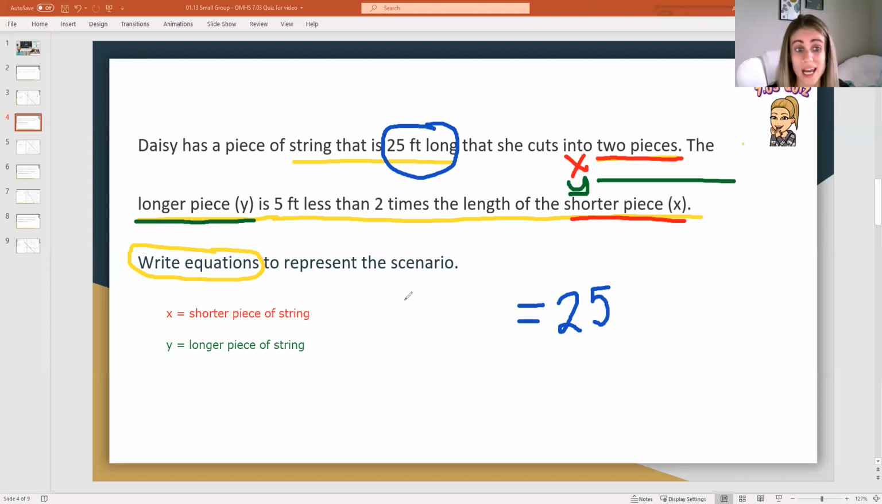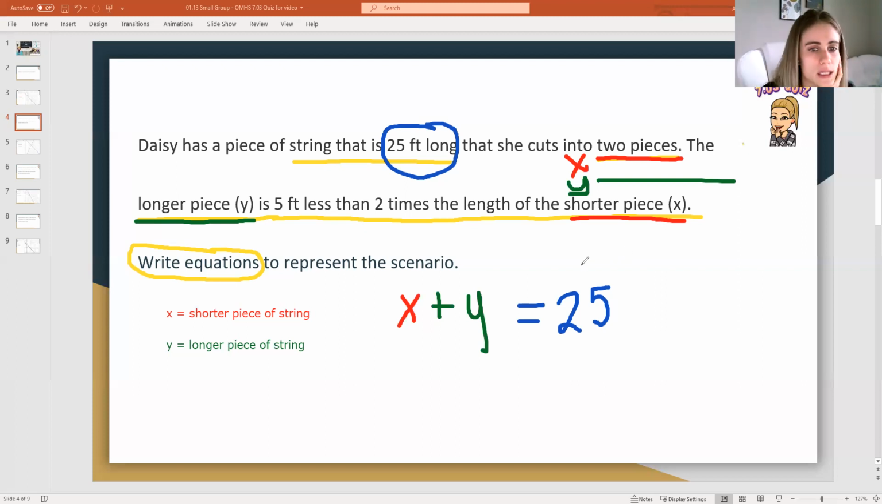All I know is that I have 2 pieces. So I have my first piece plus my second piece, and together that equals 25 feet. That right there would be your first equation. Now let's get to my second equation. This is one where it didn't give us a total. And when that happens, that means our total is going to be one of our variables, okay?